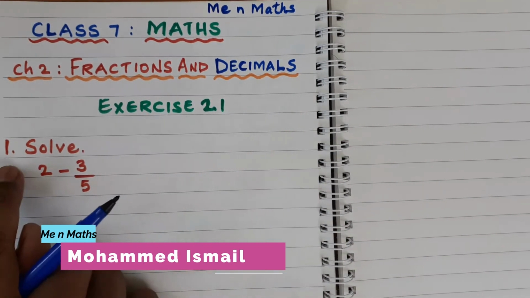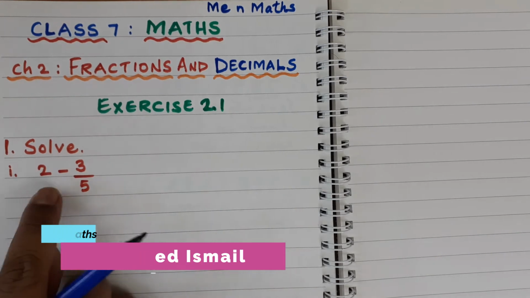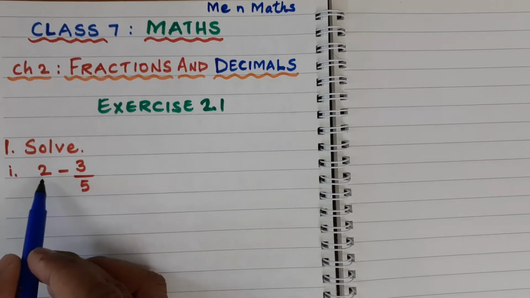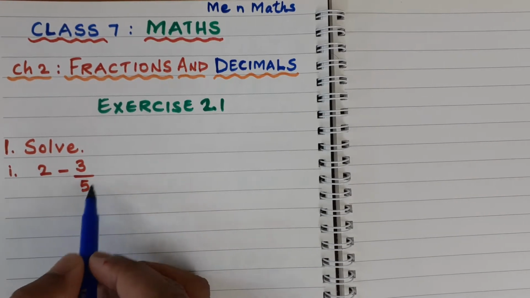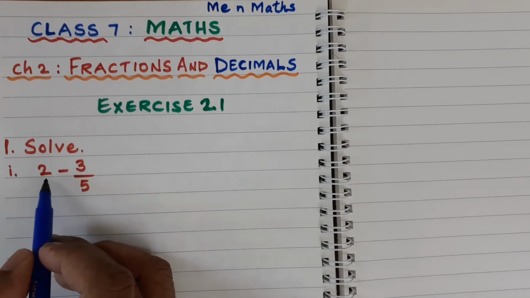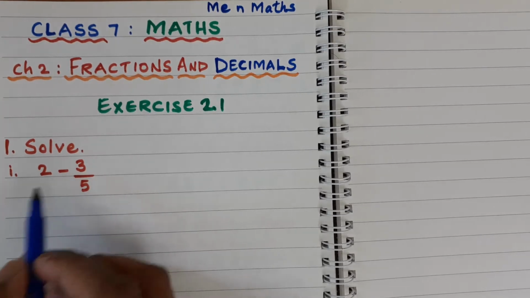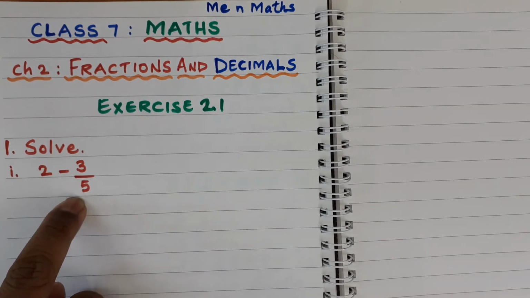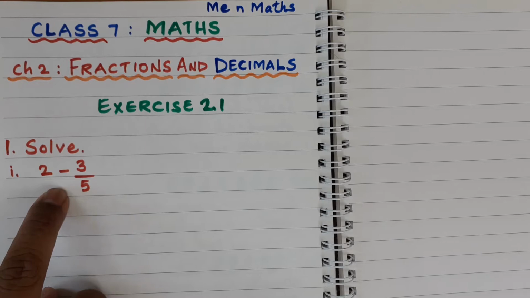Let's get started. The first question is solve 2 minus 3 by 5. If you observe this question, 2 is a whole number and 3 by 5 is a fraction. It means we have to remove this fraction from the whole number. So how can we do it? I will show you this using the cross multiplication method. You can use the LCM also, but I am solving this using the cross multiplication method.